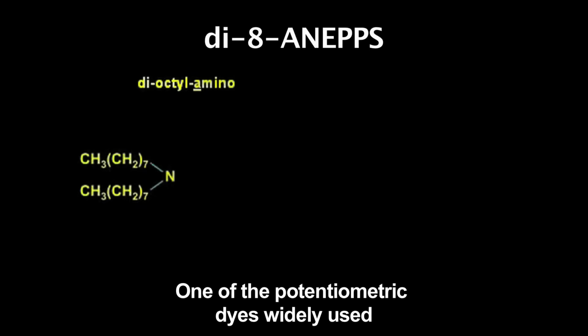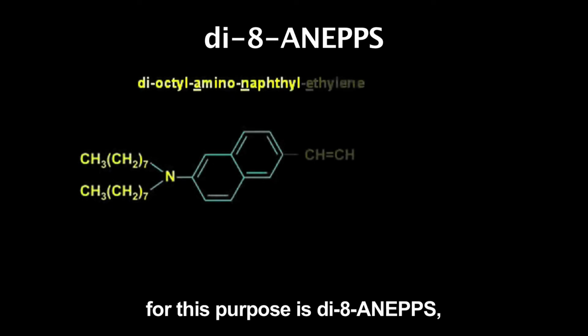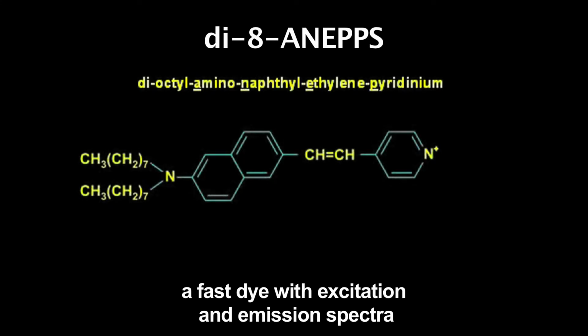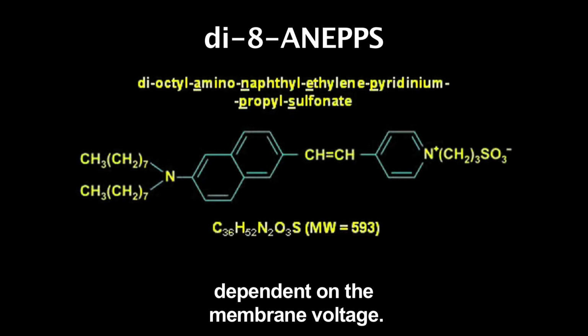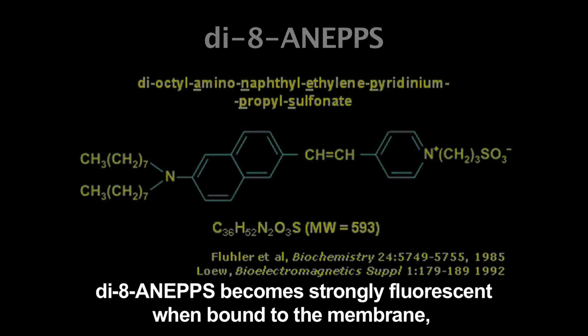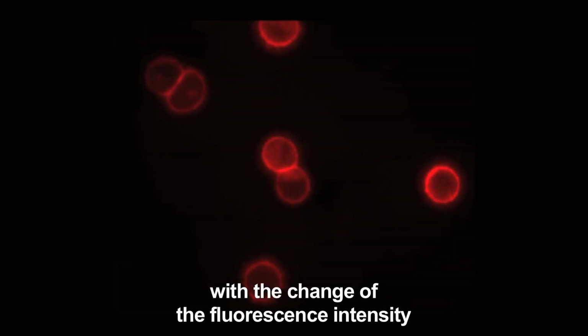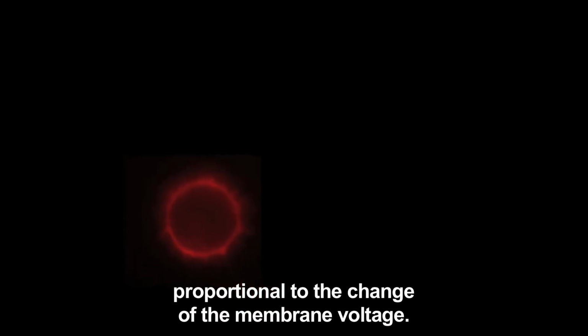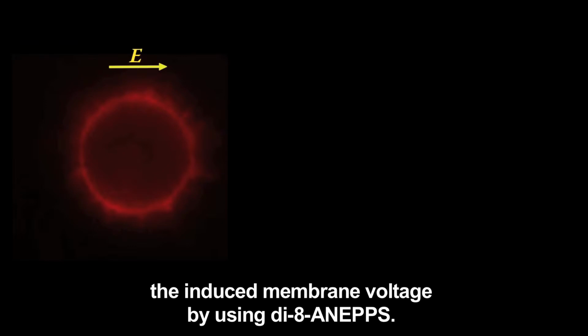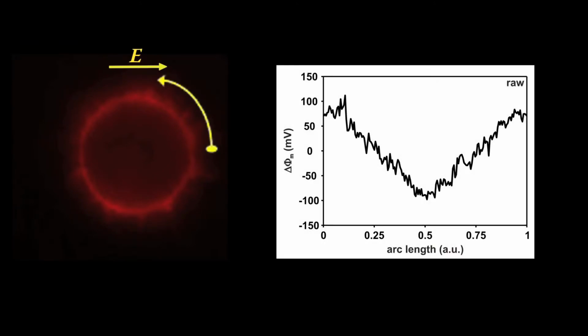One of the potentiometric dyes widely used for this purpose is di-8 ANEPS, a fast dye with excitation and emission spectra dependent on the membrane voltage. Di-8 ANEPS becomes strongly fluorescent when bound to the membrane, with the change of the fluorescence intensity proportional to the change of the membrane voltage. This video shows the protocol for measuring the induced membrane voltage by using di-8 ANEPS.